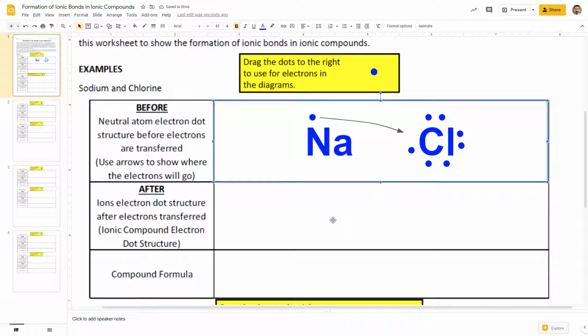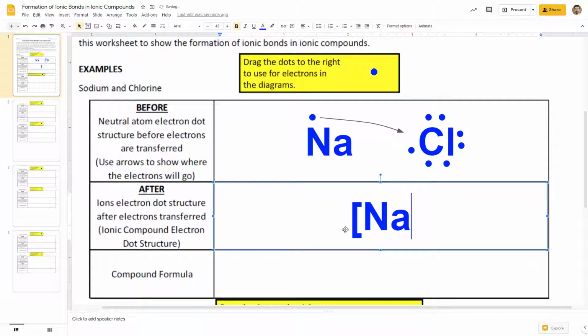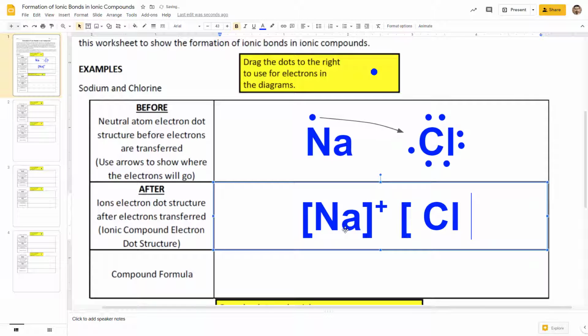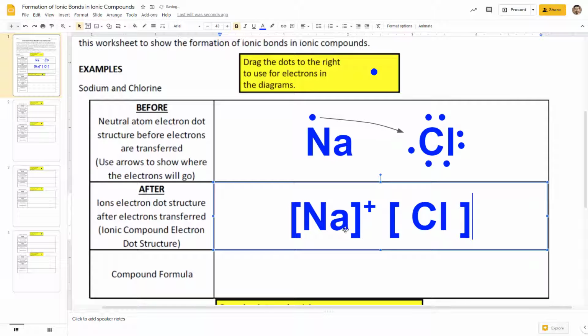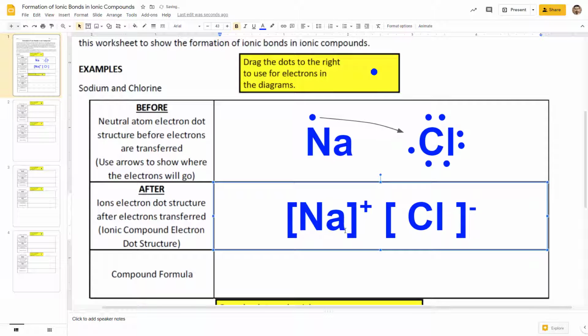Okay, so now we're going to draw the ion electron dot structures. This is after the electron has been transferred. So we're going to put a bracket. Sodium has lost the electron. So it's simply like this. We're going to use control period. That's going to make us have a superscript. We're going to make it plus. We're going to do control period again, and that will bring us back to normal. I'm going to leave a space because I know I'm going to have some electrons here for the chlorine. Control period, negative, because it's gained an electron.